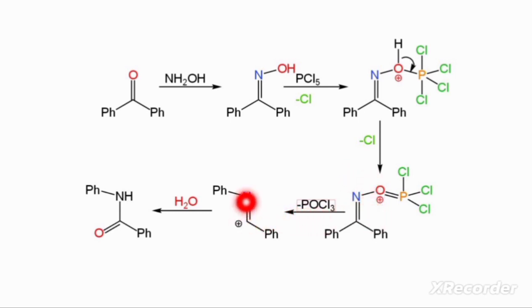Here you can see this. Okay, the phenyl group migrated towards nitrogen. Here a carbocation is formed, and the oxygen-nitrogen bond breaks and it leaves in the form of POCl3. Okay, phosphorus, 1 oxygen and 3 chlorines, POCl3. And again, as we know, after carbocation formation we will attack the carbocation with water to get our amide. Okay, this is a very simple reaction. I hope you understand this reaction.